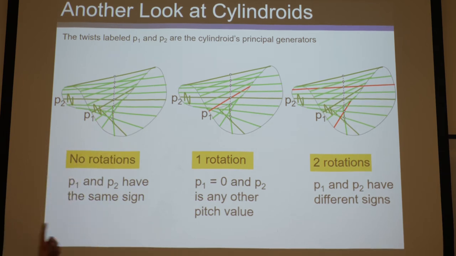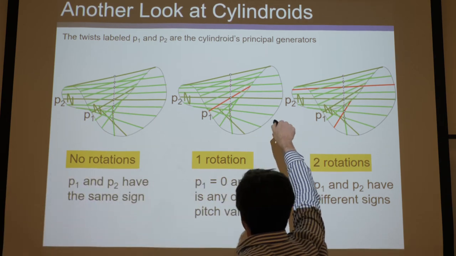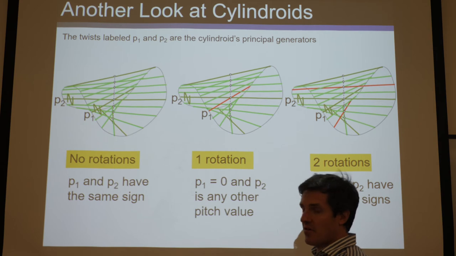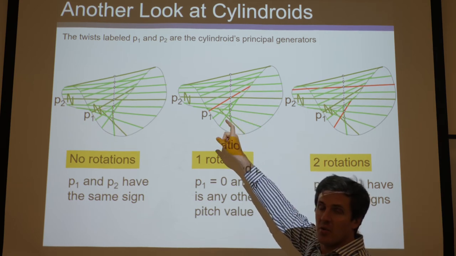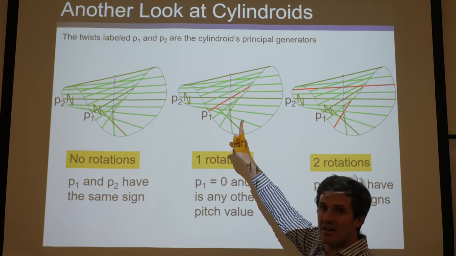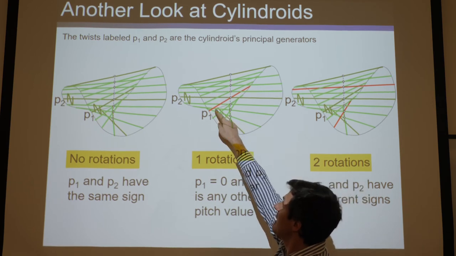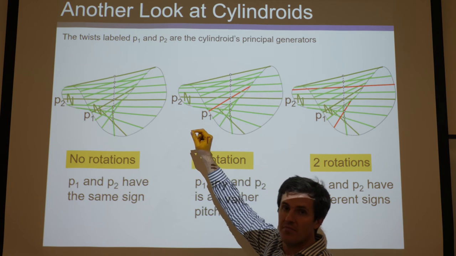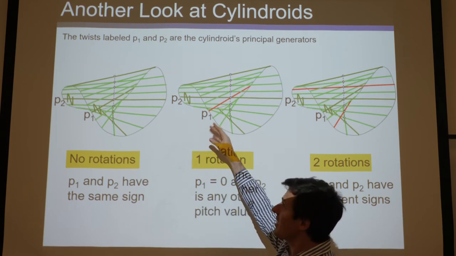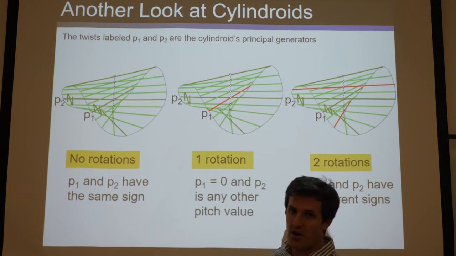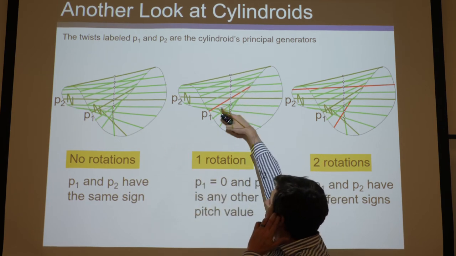But if there is a single red one, then it has to be one of the principal generators. So that's a really important principle. There's no way to have a cylindroid with a single red rotation in it unless that single red rotation is a principal generator. Okay? So if you ever find a cylindroid with one red one and it's not the principal generator, you've done something wrong. Okay? So they're always the principal generator.